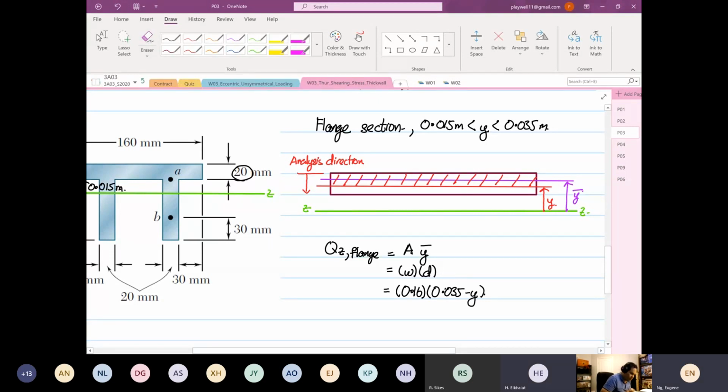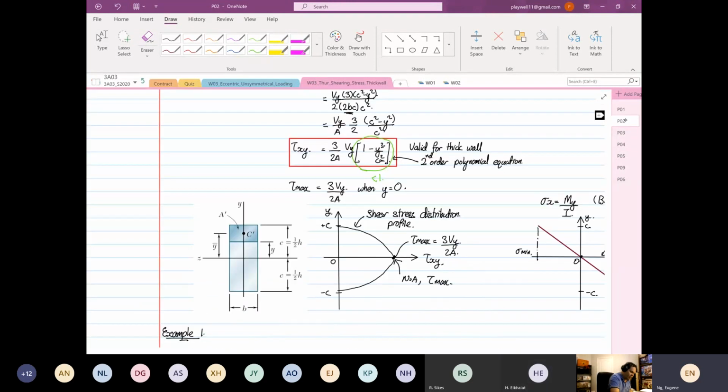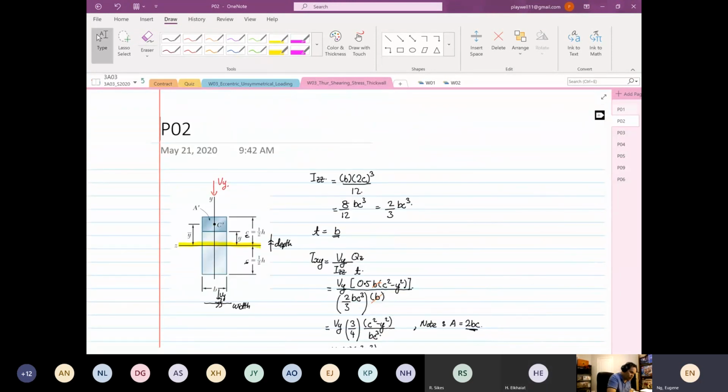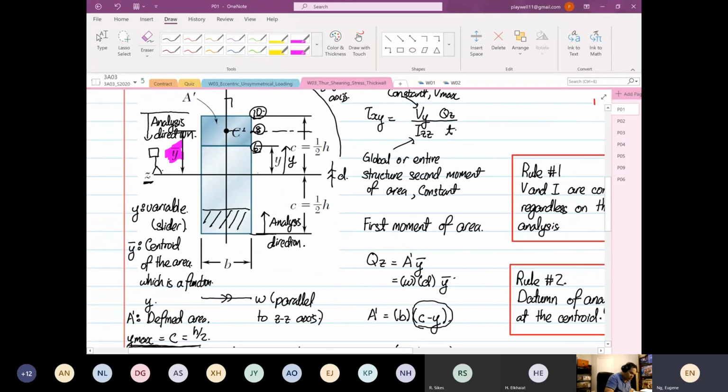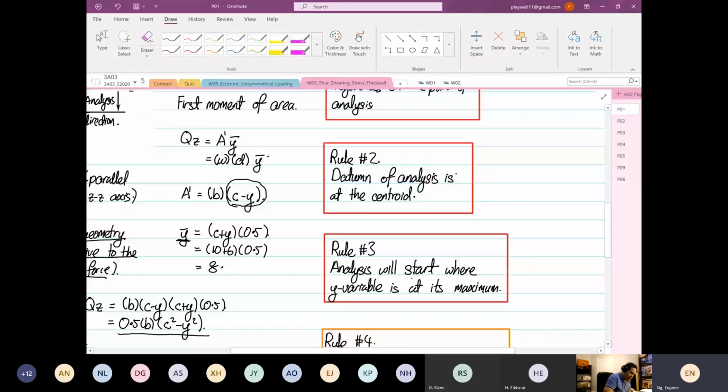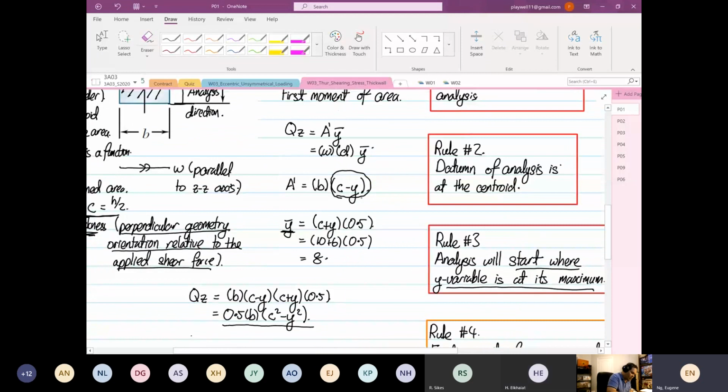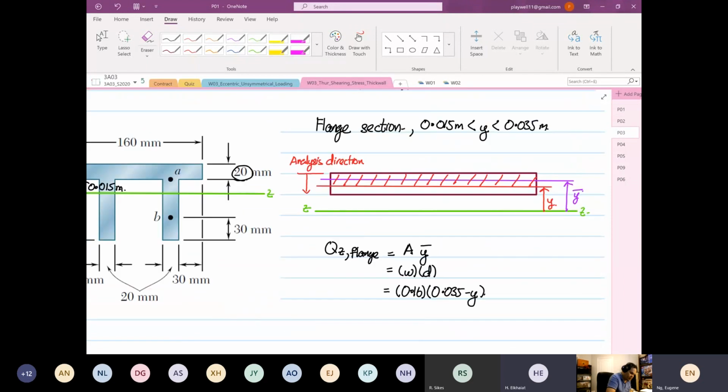Isn't the depth supposed to be 0.02, the 20 millimeters, or no? No, because we are starting our analysis from Y max. Remember, right? We are applying our rule. So if we look at our rule, the rule says that the analysis will start where the y variable is what? At max, yeah. There you go, okay? And all I'm doing now is applying this formula. Okay, thank you.